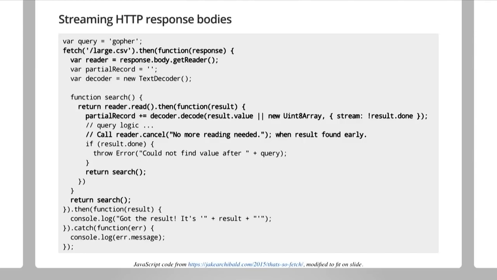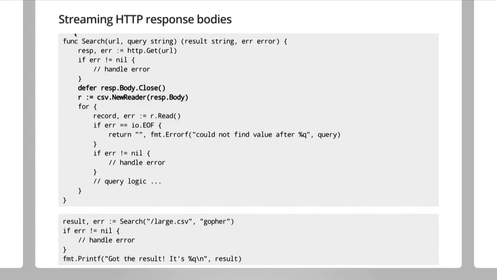So here's some JavaScript code that uses the Fetch API to do this. Now, there's a lot going on here. Here's the fetch. There's a promise involved. Here's a search function that calls itself. So there are callbacks. This is not the kind of code that I'd want to write or read or review or refactor. So what if I rewrote this in Go?